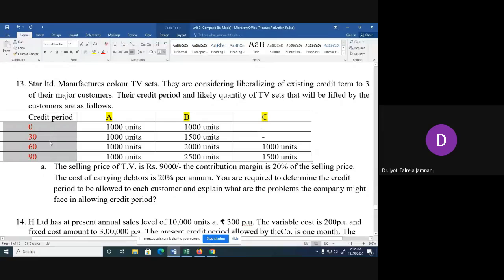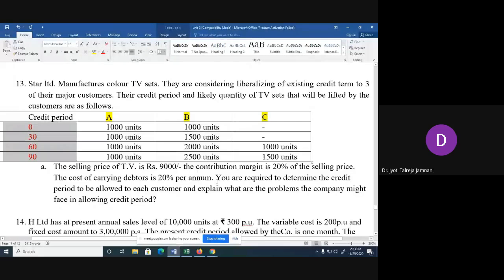If you give 30 days credit, A will still take 1000 units, B will increase his purchase to 1500 units and C is still not purchasing. When you make it 60, no change in A, B is increasing the purchases and C has started purchasing, and for 90, again A remains the same, B and C increase their purchases. The selling price of TV is rupees 9,000. The expected contribution margin is 20% of the selling price. Cost of carrying debtors is 20% per annum.